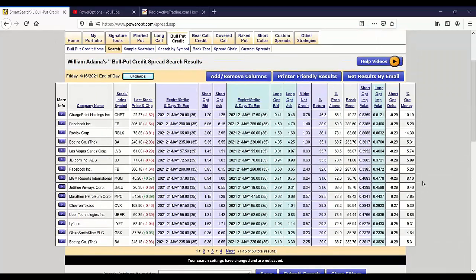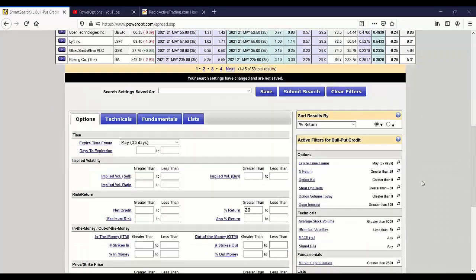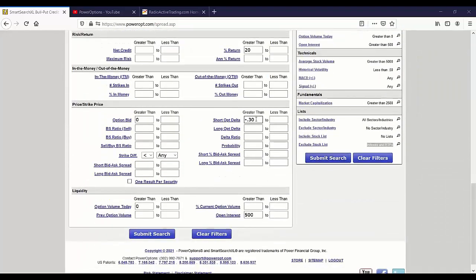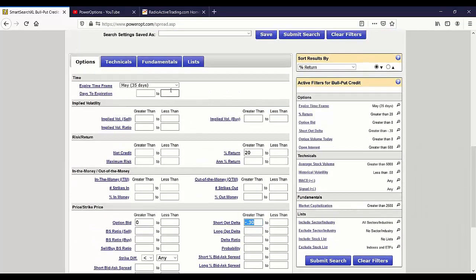For the bear call credit, you would do the exact same thing. But now in this case, Don, you just look for a short option delta of less than 0.3. And of course, you can toggle your expiration date if you want to look closer or lower the delta as well. But don't want to go too low on the delta expecting a 20% return.